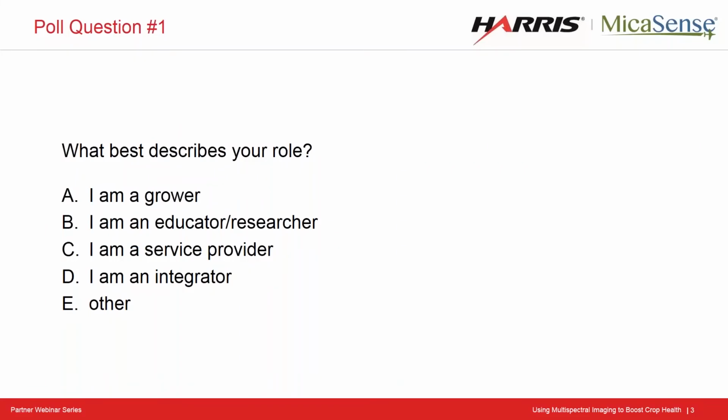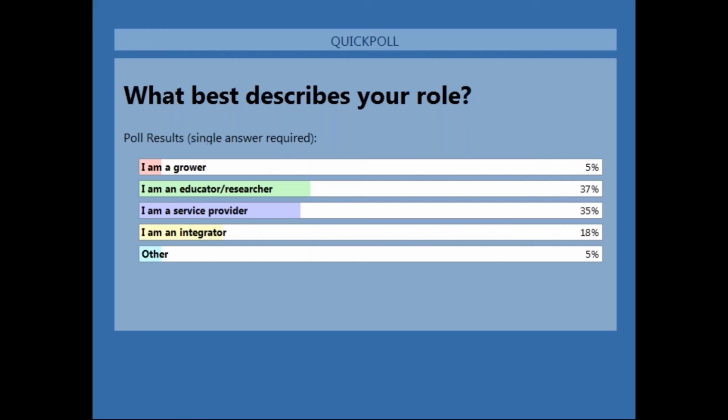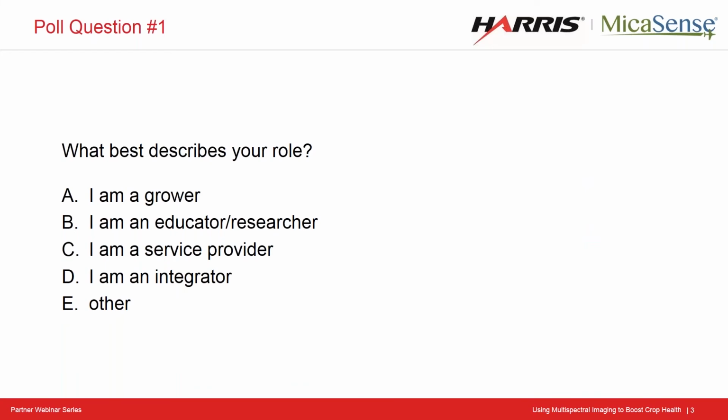Okay, we're going to close the poll down. And let's have a look at the results. Okay, it looks like we have a good mix across the board. 35% service providers, 37% educators and researchers. We have 5% see themselves in the grower category, and 18% as integrators, just 5% other. So it's really good to know that we can focus in on the service provider, the researcher, educator area. And I think you'll see great value throughout this webinar. So thank you for that participation.